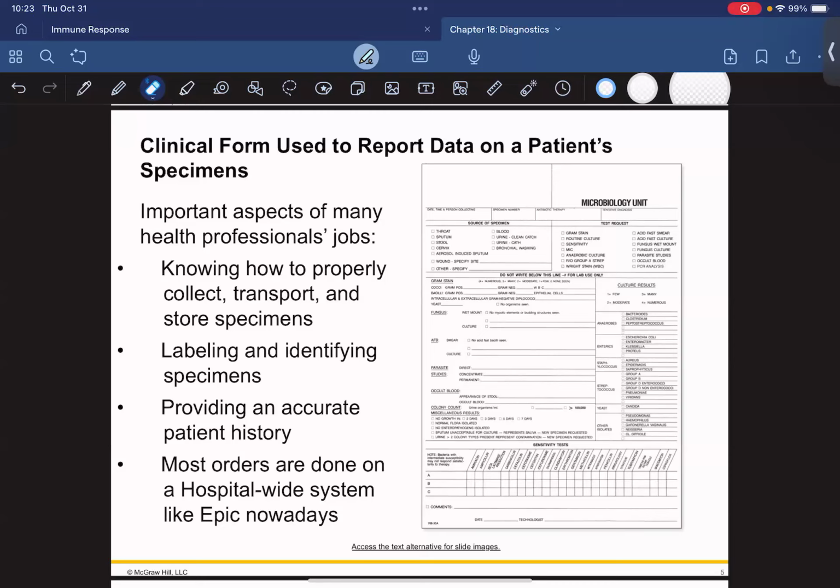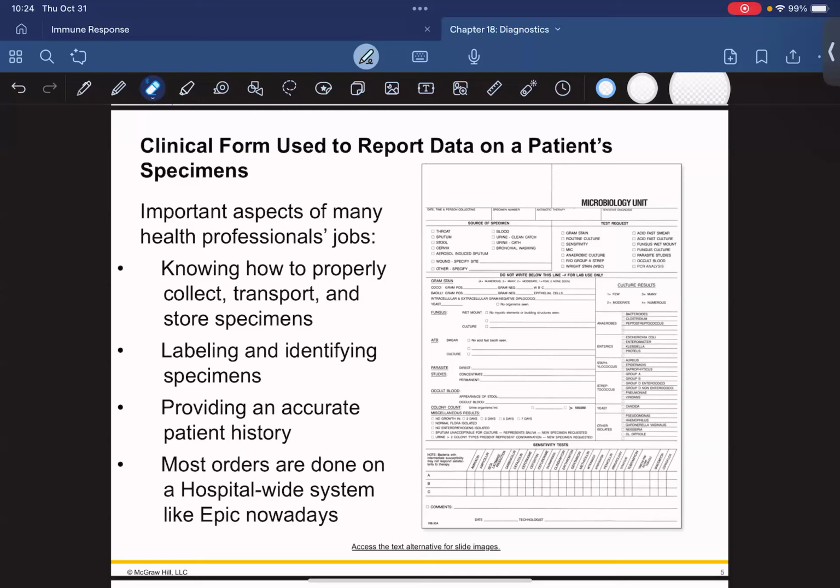So this form goes along with all of that because all it's going to have on there is a checkbox that says CMP. If it's paper, that'll just be checked. If you're on Epic, it'll just print out the thing saying CMP. Again, it is not going to explain to you what CMP means. It's not going to explain what tests are involved in a CMP. A CMP is not one test. It is many tests.